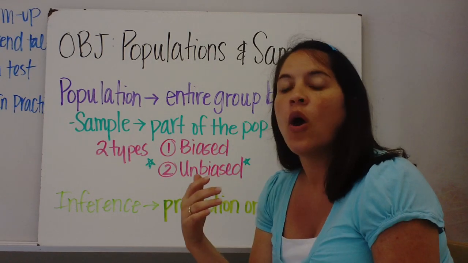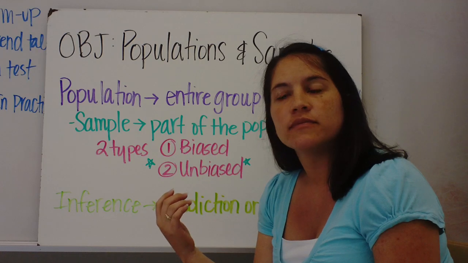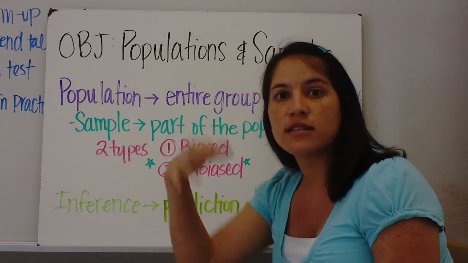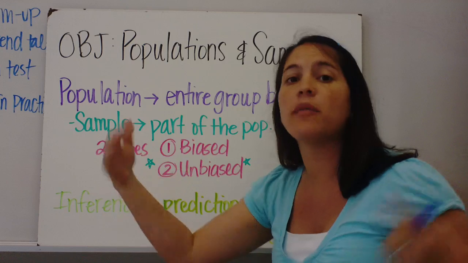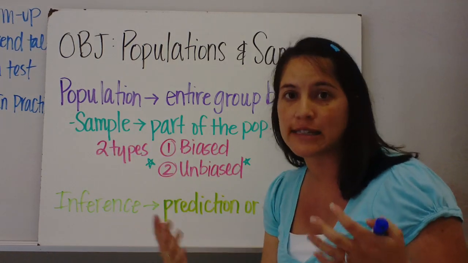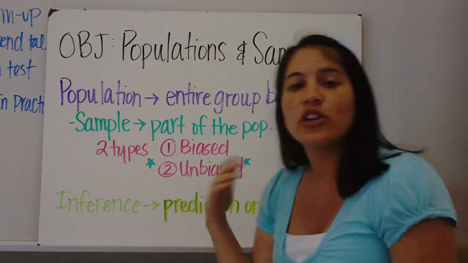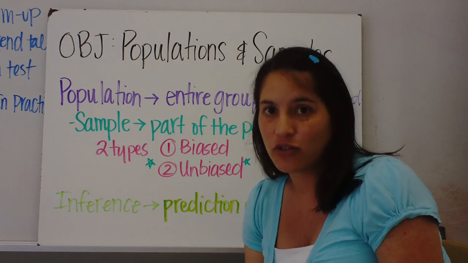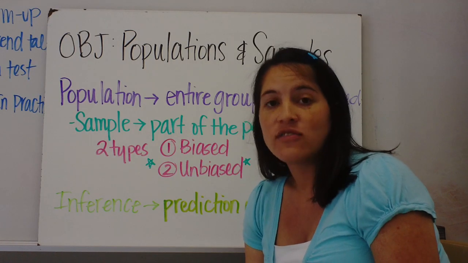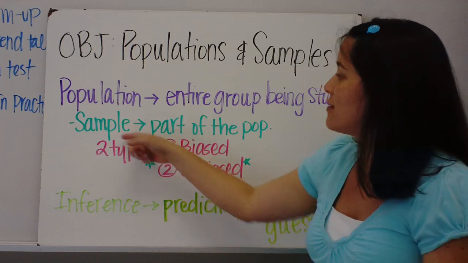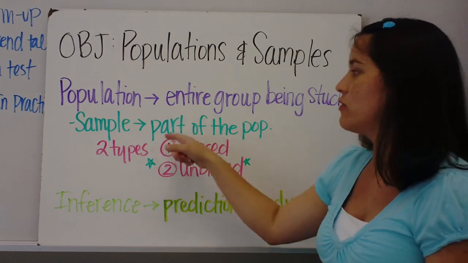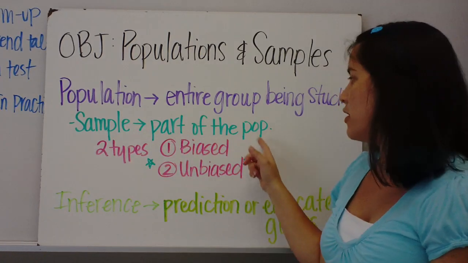So let's pretend we want to study this middle school, Wake Forest Roseland Middle School. That would be the population. Every student in 6th, 7th, and 8th grade. We could not possibly ask every single student in this school, so we would have to take a sample. A sample is part of the population, so a small part of the population.